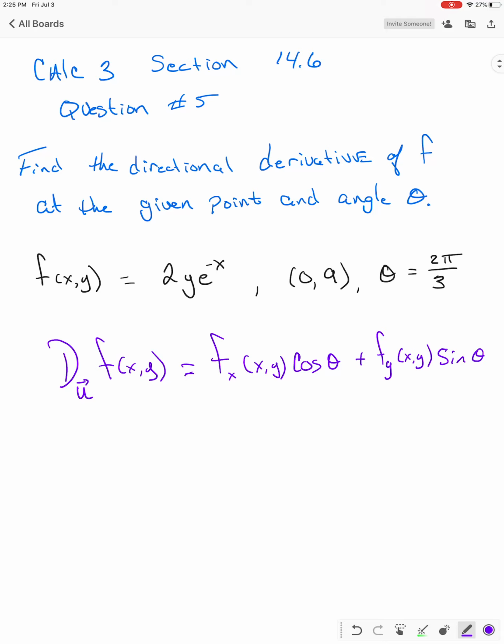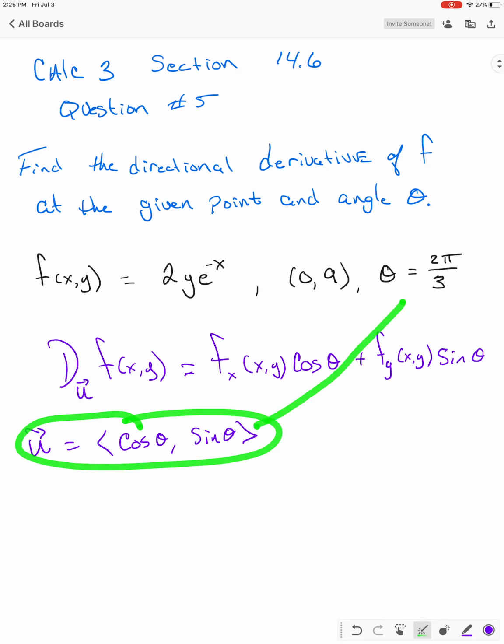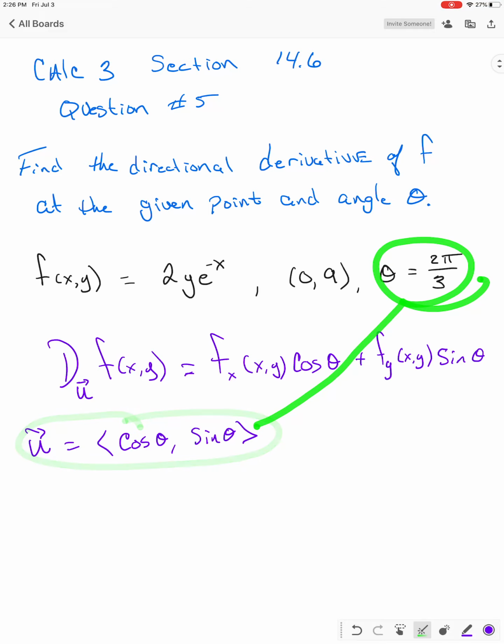So that formula we can use, and the reason I know to use that formula is, well, we need a unit vector. That's what this u stands for, and we're not given a unit vector, but we're given an angle, and I know that a unit vector certainly does exist with cosine of theta, sine of theta. That is a unit vector, and it's implied that we were given it because we were given this angle to put in there.